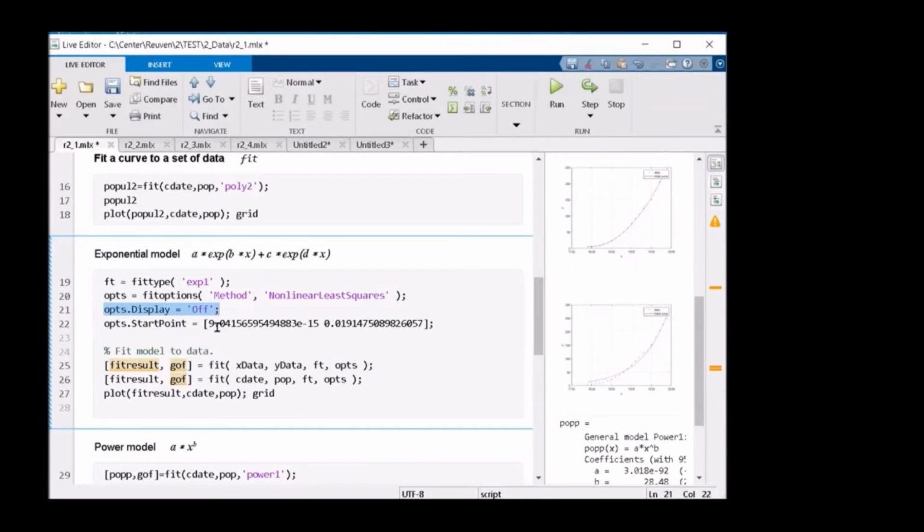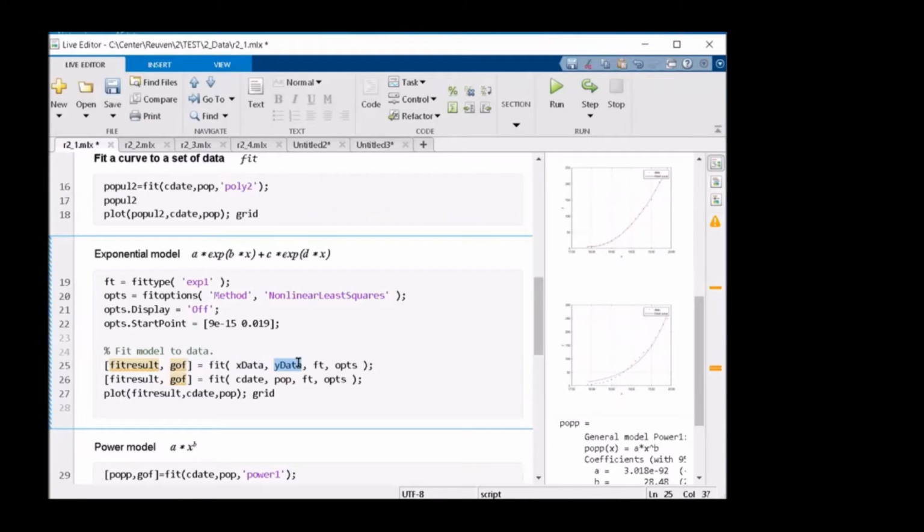We have options of fitting the second line. The option display isn't important. Here we have the start point. Exponential should not start from 0. You can see this first value is very small, e to the minus 15. It's very small, but not 0. We don't need such a precise value. For the start point, it could be something close to this.